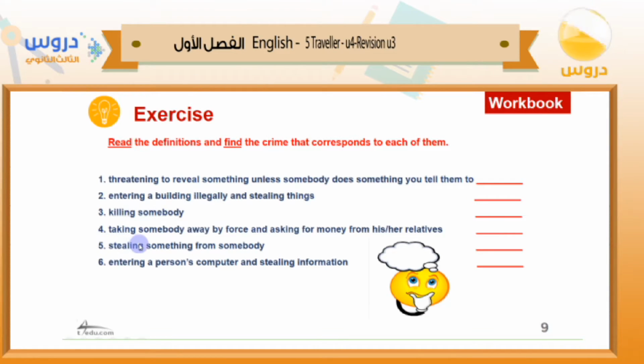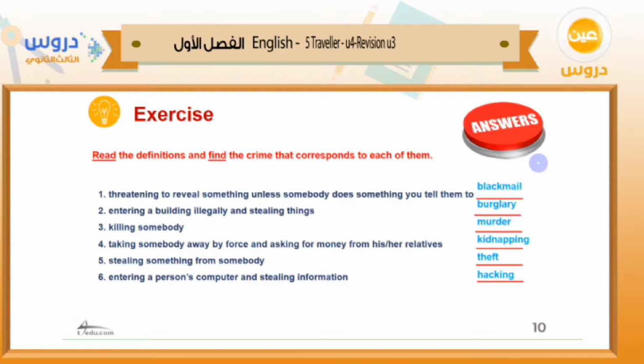Number 4, taking somebody away by force and asking for money from his or her relatives. The fifth sentence, stealing something from somebody. Number 6, entering a person's computer and stealing information. What is the name of this crime? You should write the name of the crime here on the right-hand side for the 6 sentences. Okay, are you ready to see and check your answers?